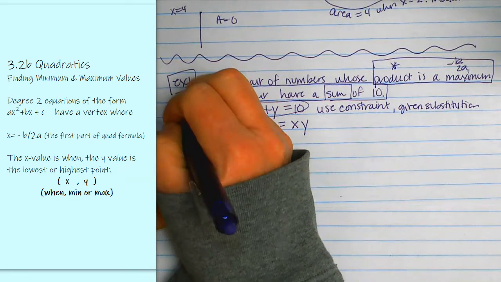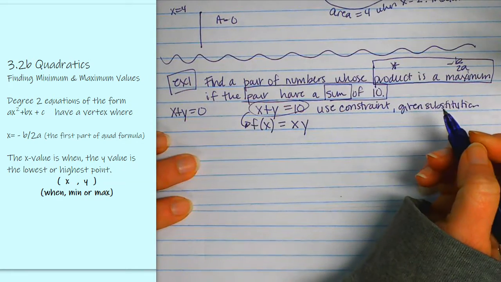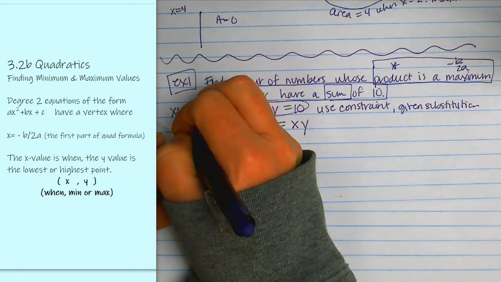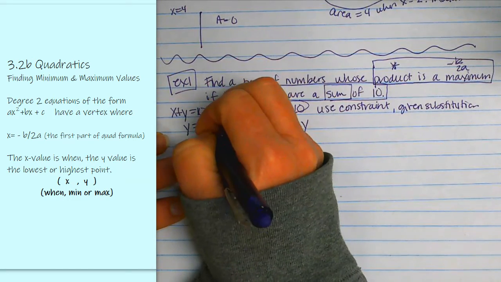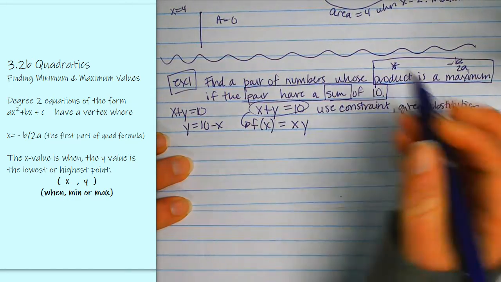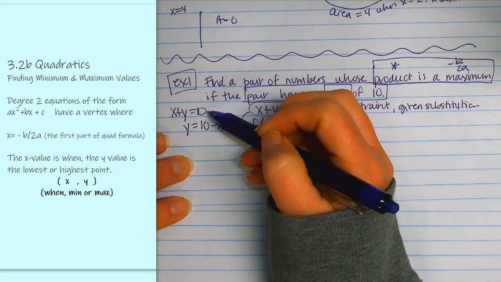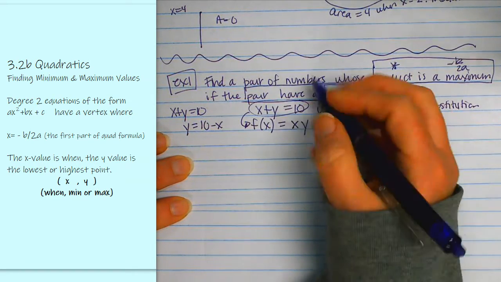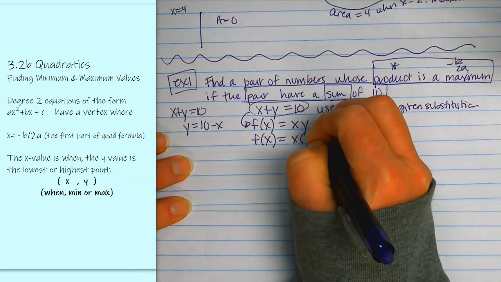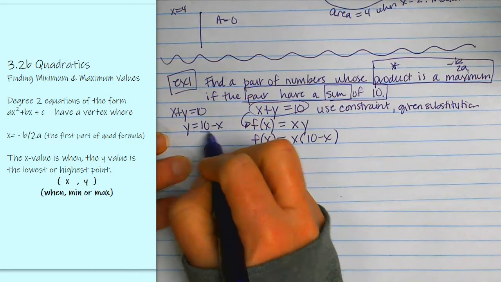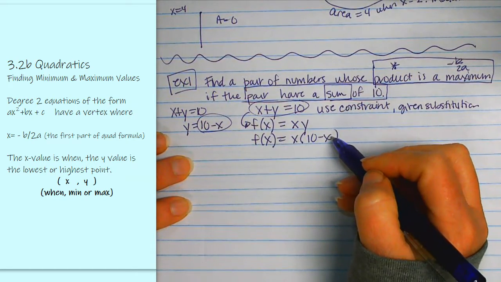So if I know that x plus y equals 10, I can rewrite it to say that y is equal to 10 minus x. I can add the negative x to both sides and get 10 minus x. And now I'm going to rewrite f of x to be x times 10 minus x. So I substitute the 10 minus x in here for y.